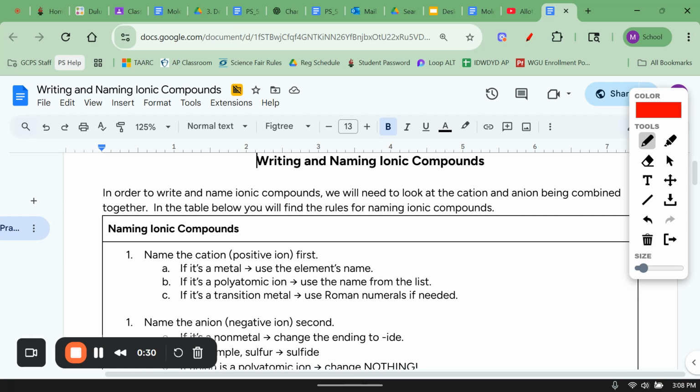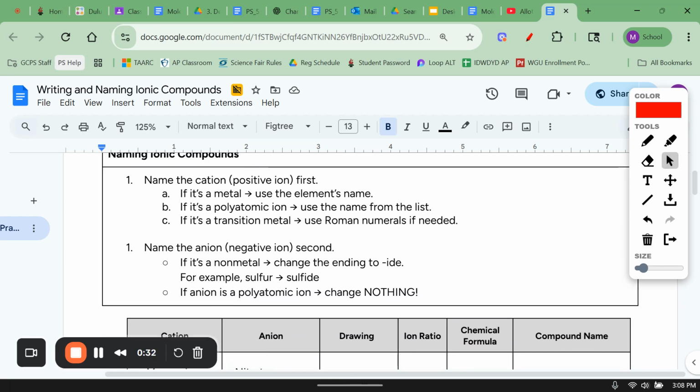So we have a set of rules when it comes to naming ionic compounds. You always name the cation first. If it's a metal, you're going to use the element's name as you find it on the periodic table. If it's a polyatomic ion, you're going to use the name that you find on the polyatomic ions list. And if it's a transition metal, you're going to use something called a Roman numeral.